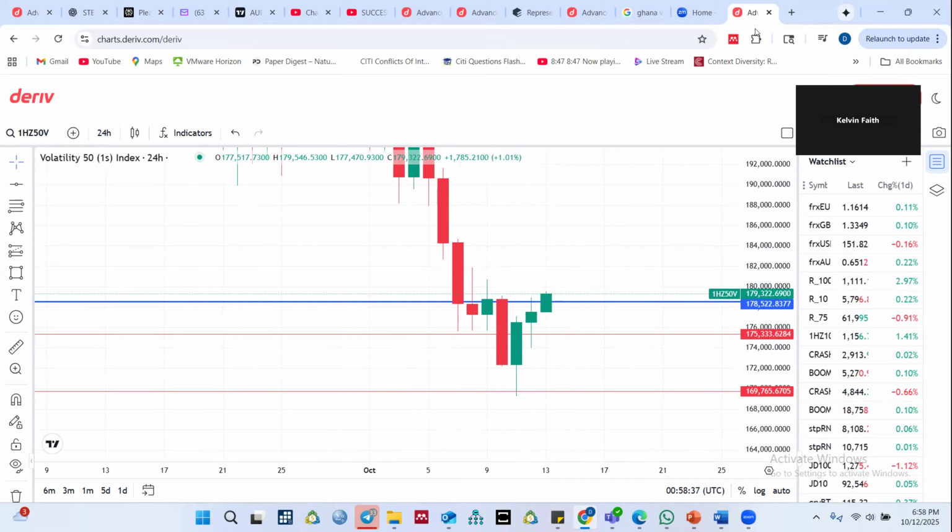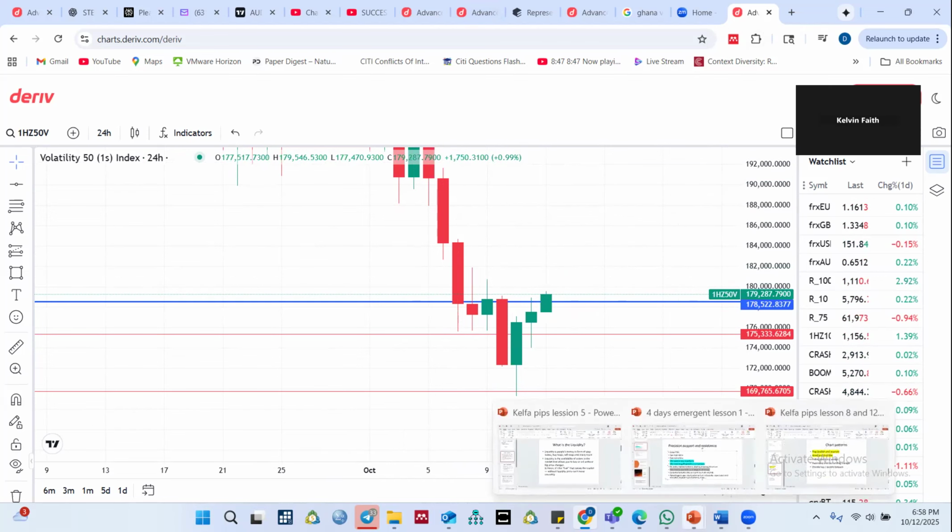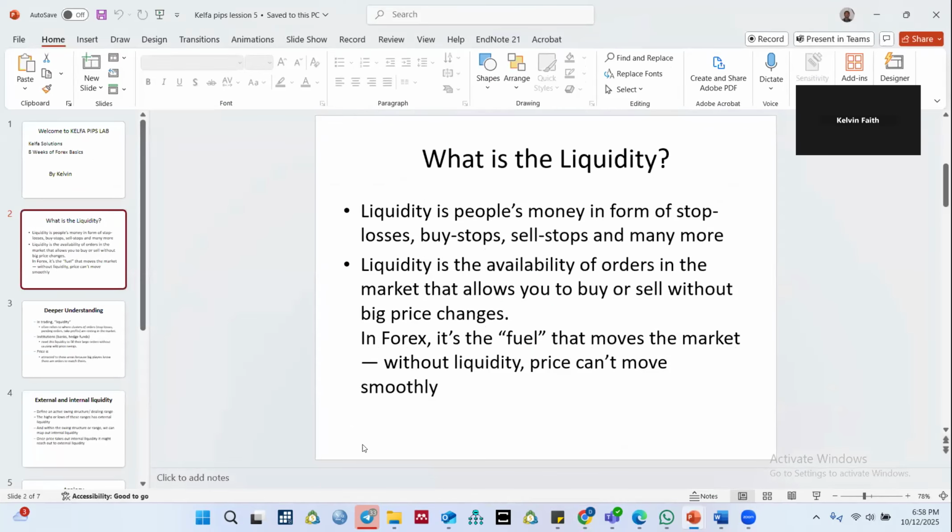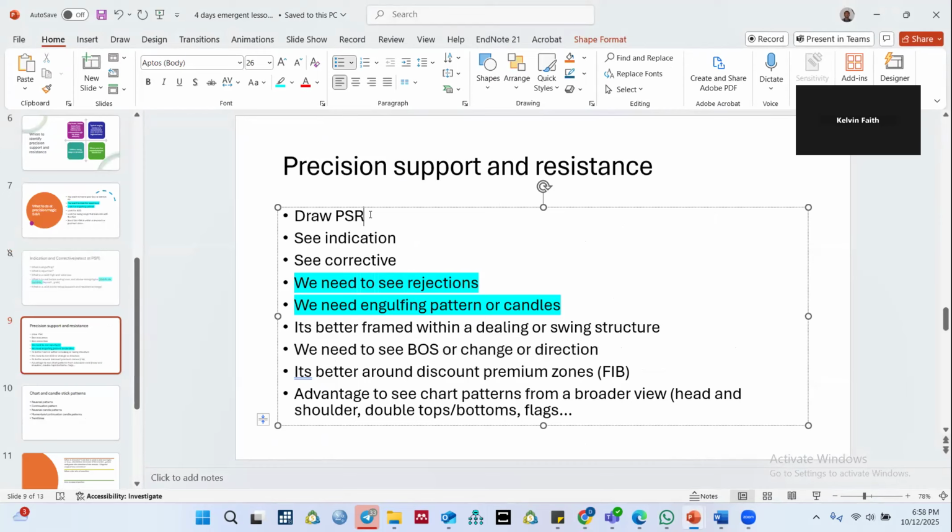So what are the characteristics of this precision support resistance concept? What do we need to do when we want to use the precision support resistance? One, we need to draw it, and that's exactly what I have done. Two, we need to see indications.